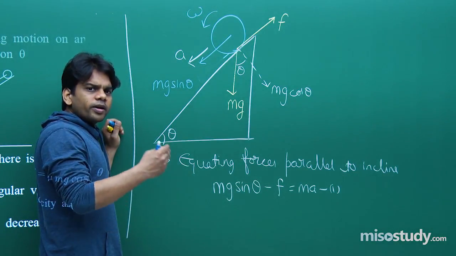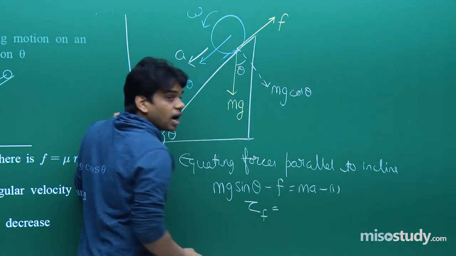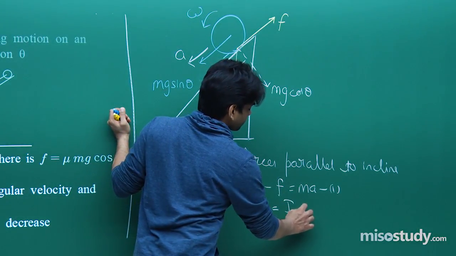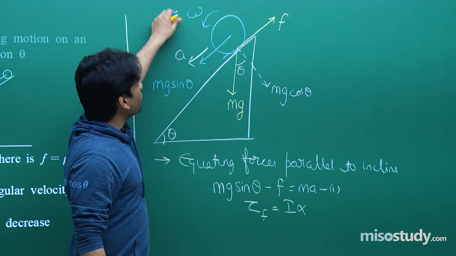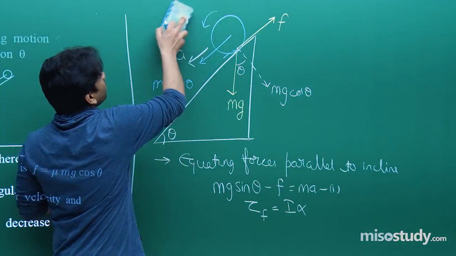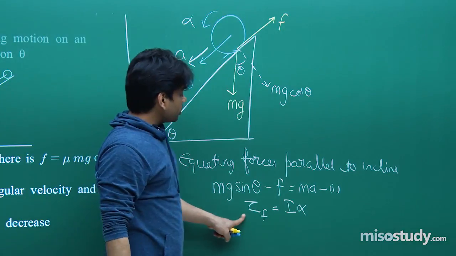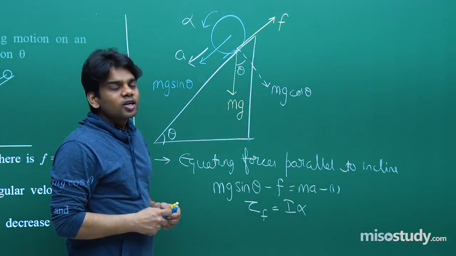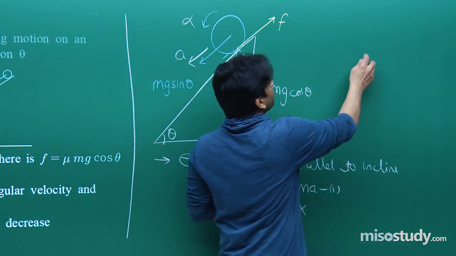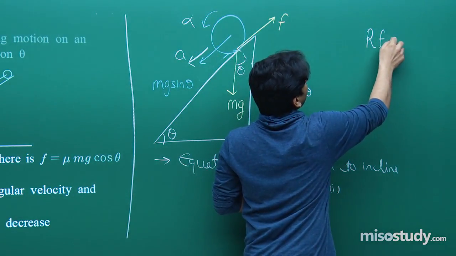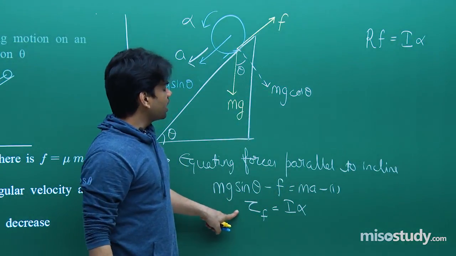Formulating the torque equation, we can write the torque due to frictional force will be equal to I into alpha, where alpha is the angular acceleration. So instead of omega for angular velocity, it will be better to mark this as angular acceleration, that is alpha. Now torque is equal to I into alpha. Torque will be radius r into f. So we can write r into f will be equal to I into alpha. This we have clearly taken down.